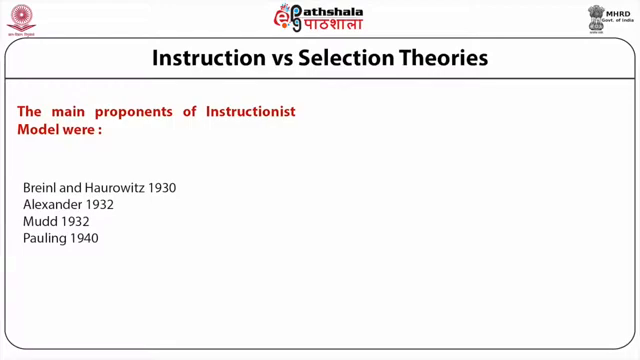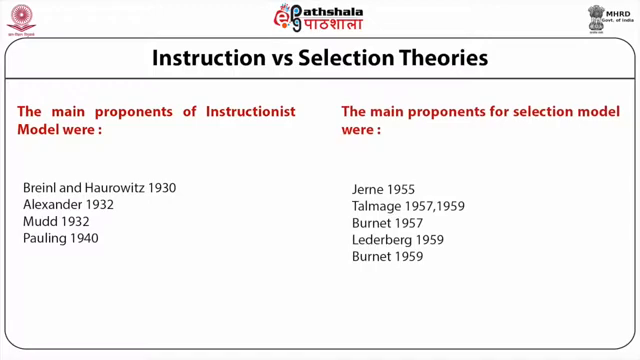Selection models were based upon the belief that the antibody repertoire pre-existed and the antigen picked one somehow. The main proponents for selection models were Niels Jerne around 1955, Talmage 1957, and he again gave another version of his model around 1959. Burnet gave some ideas around 1957. Lederberg joined this debate around 1959.